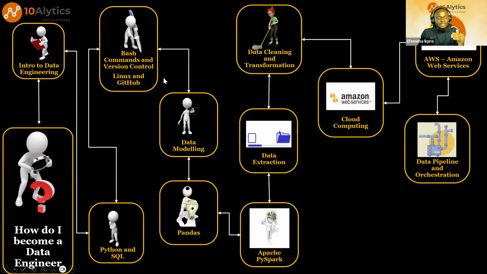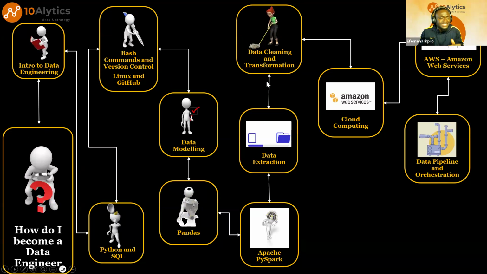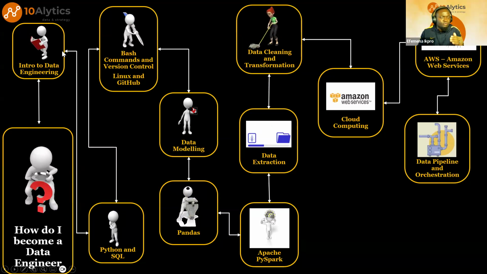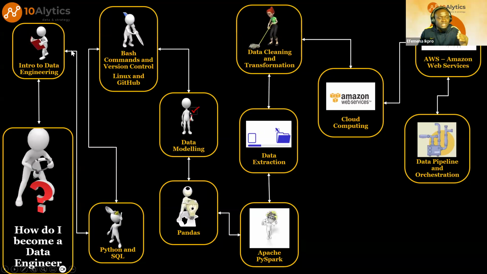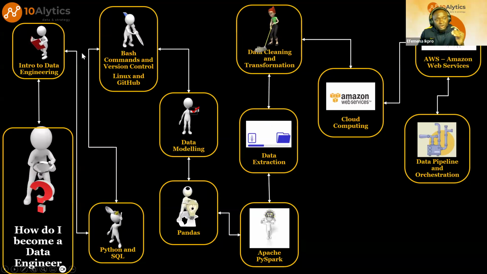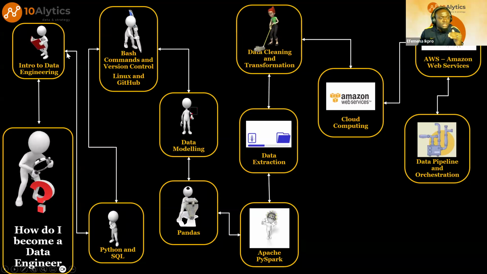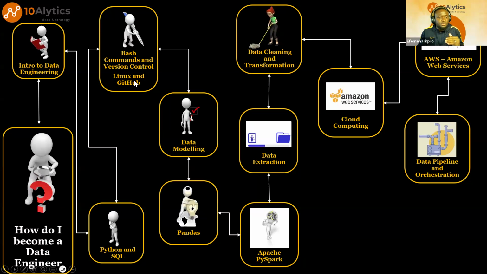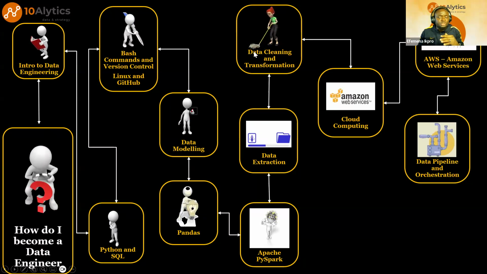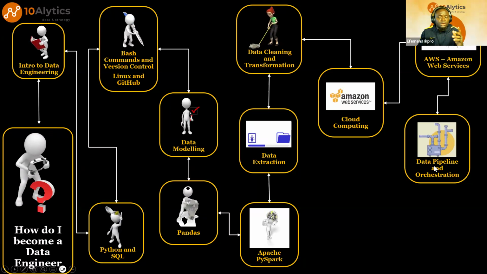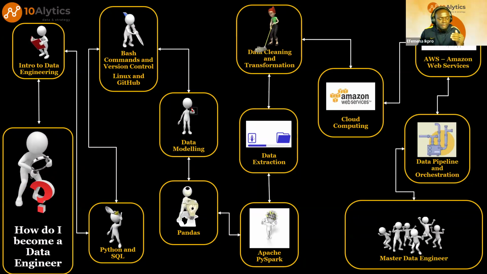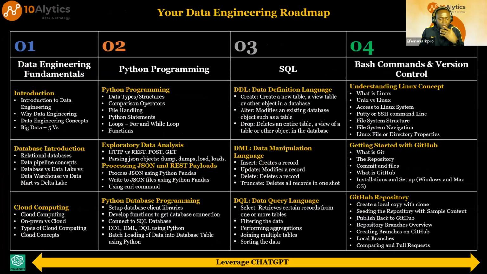So you're going to be learning everything you need in order to get started in data engineering. Starting from the very basics of what a database is, what a data mart is, what a data lake is, what a delta lake is, what online analytical processing is, what online transactional processing is, all those things you need to learn. To Python and SQL, to bash commands and version control, to data modeling, to pandas, to Apache Spark, data extraction, data cleaning and transformation, to cloud engineering as a whole. And at the end of everything, you become a master data engineer. Okay? A master data engineer. Now, moving on to the next thing.